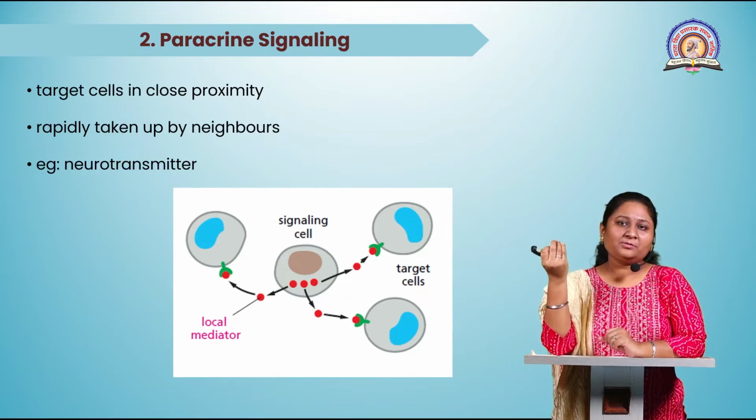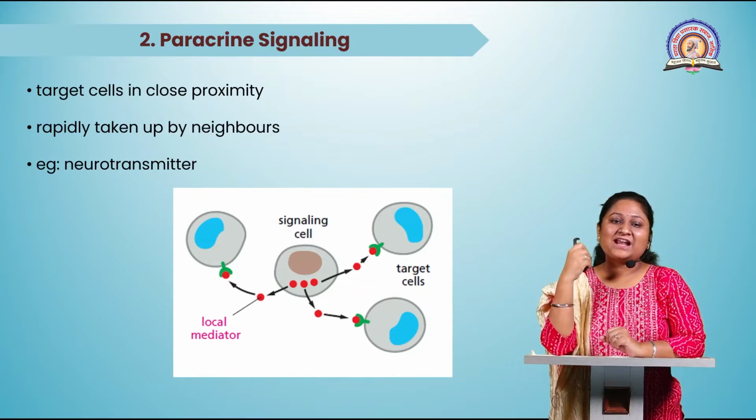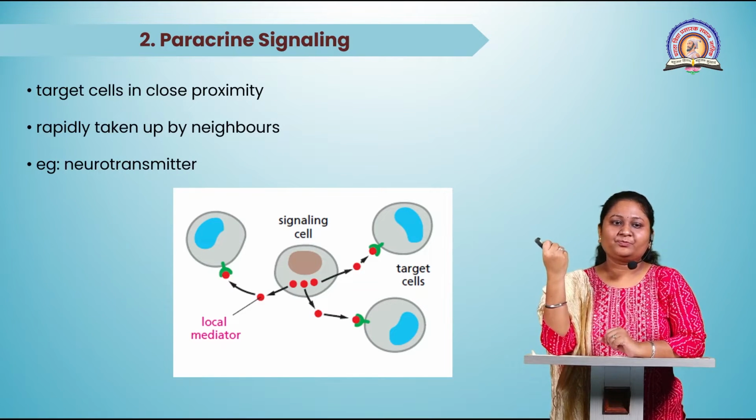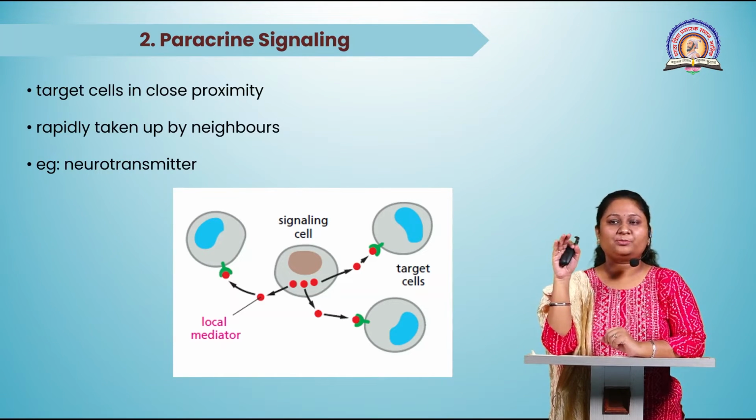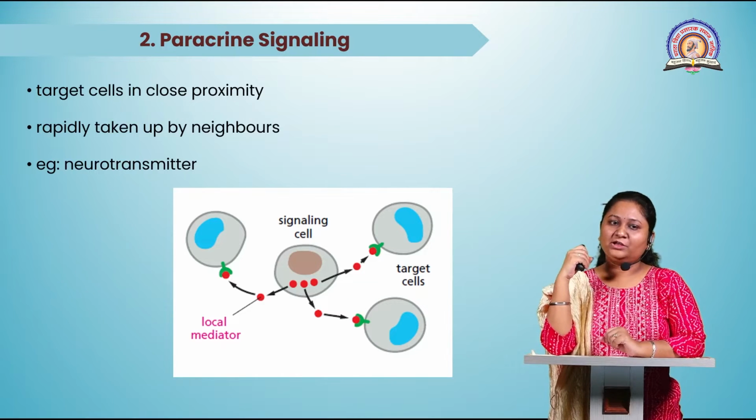Why rapidly taken up? Because there are extracellular enzymes or other molecules present in the vicinity of the cells which can degrade or weaken the signal. So this type of signal is rapidly taken up by the neighboring cells. Here in the image you can see a central cell from where the signaling molecule is released, and it binds to the receptor present on the targeted cell. So in this kind of signaling, the receptor plays an important role in binding the signaling molecule.